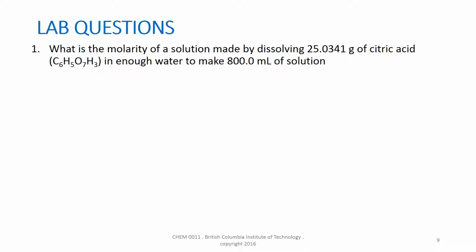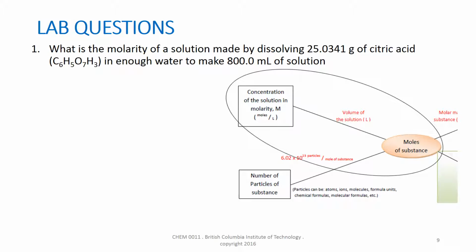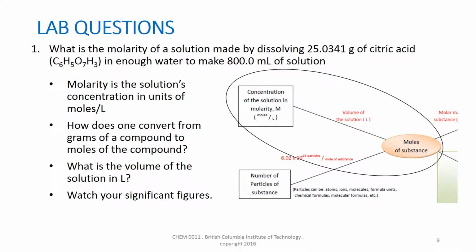The first lab question has to do with the calculation of the concentration of a solution when a certain mass of a compound is dissolved in a given volume. The expanded roadmap for the mole-mass-volume-particles calculation is a useful place to start. Molarity is the solution's concentration in units of moles per liter, so the mass of compound in grams needs to be converted into the moles of the compound. The molar mass of the compound is the conversion factor needed for this calculation. The volume of the solution must be expressed in liters. Then the molarity is the moles of the compound divided by the volume of the solution. Remember to keep track of significant figures.